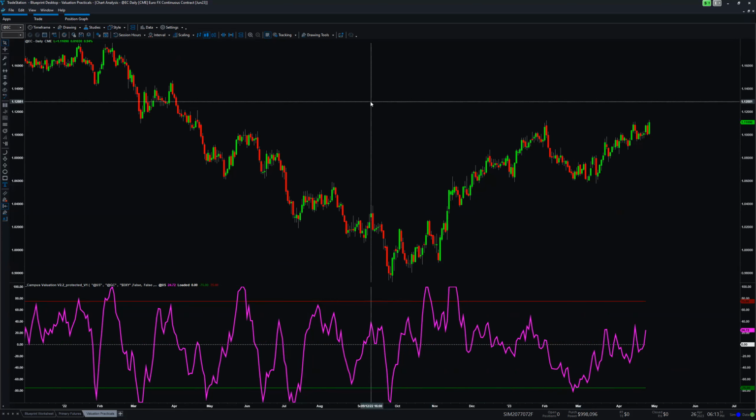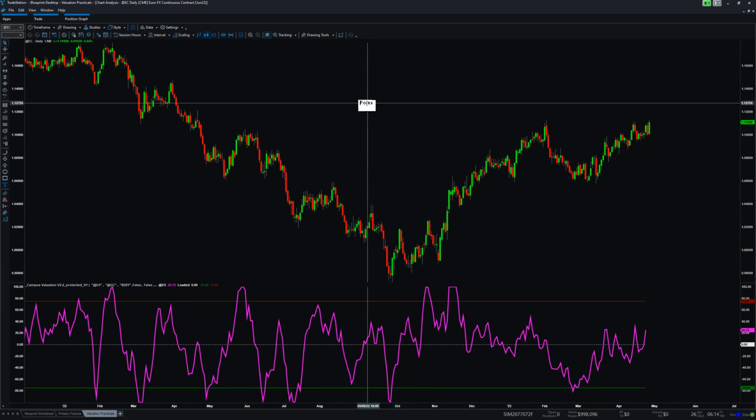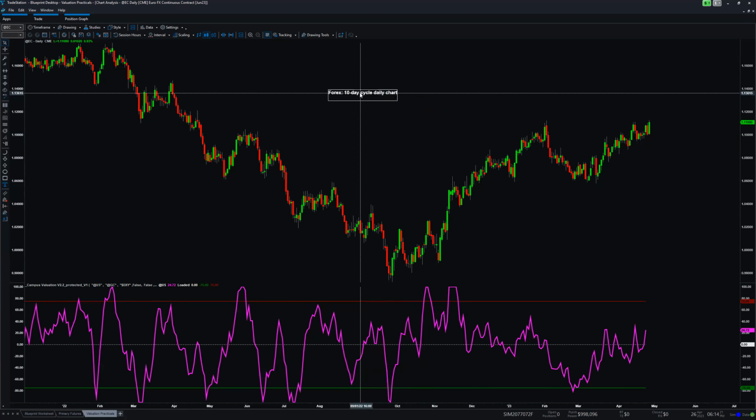All right. I'm also going to write this down for us. For Forex, we only have one cycle usually, and that is the 10-day cycle on a daily chart. Why is that the case? So there's not a whole lot more that we have to do here. Why are we only working on a day and why only on a 10-day cycle?